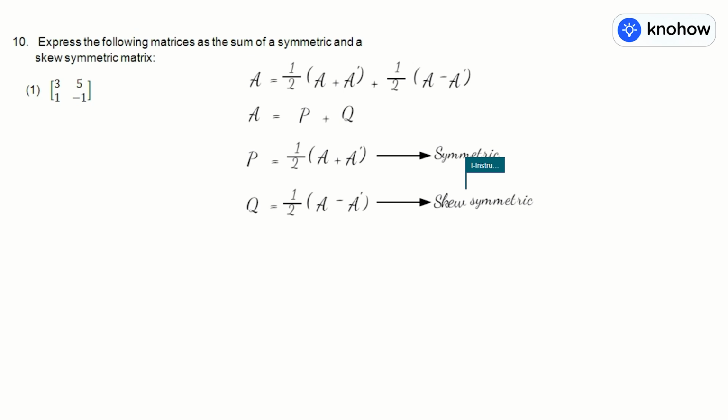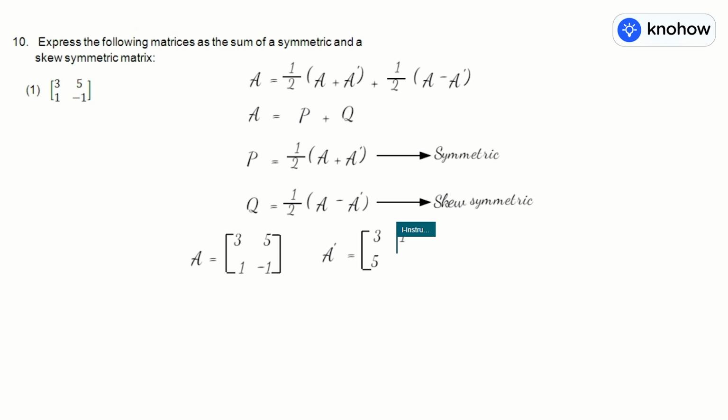First let me find out the two matrices P and Q, and it has already been observed algebraically that A can be expressed as P plus Q. And then show that P is symmetric and Q is skew symmetric. That's what is our aim. So let me first of all work out A dash. I am calling this given matrix A, 3, 5, 1, minus 1. This is A. Now work out A dash. That is, the elements of the first row, 3, 5, you write in the first column, and the elements of the second row, 1, minus 1, you write in the second column.